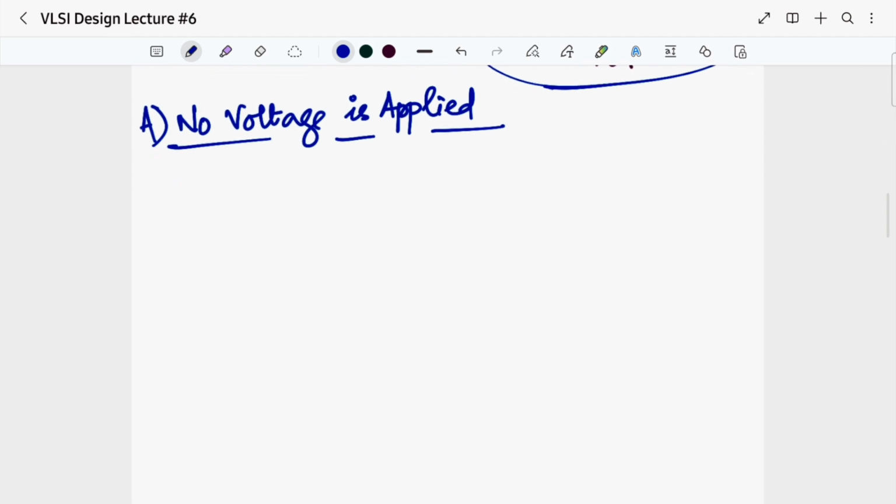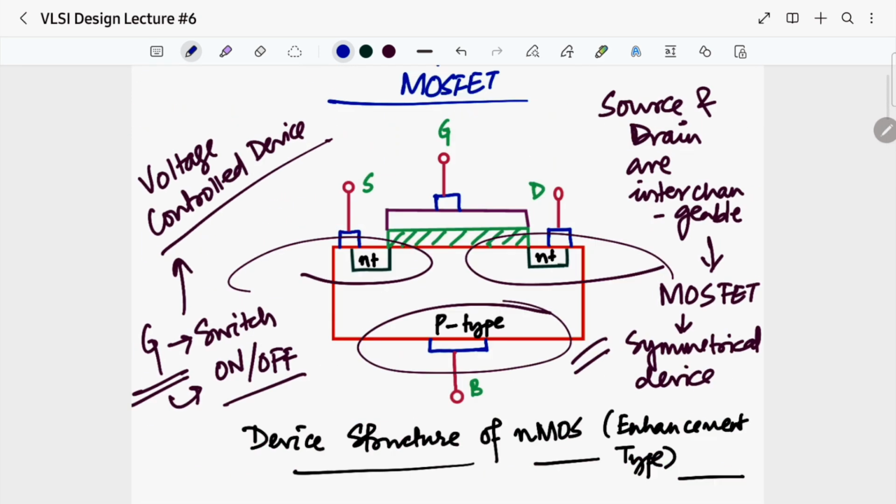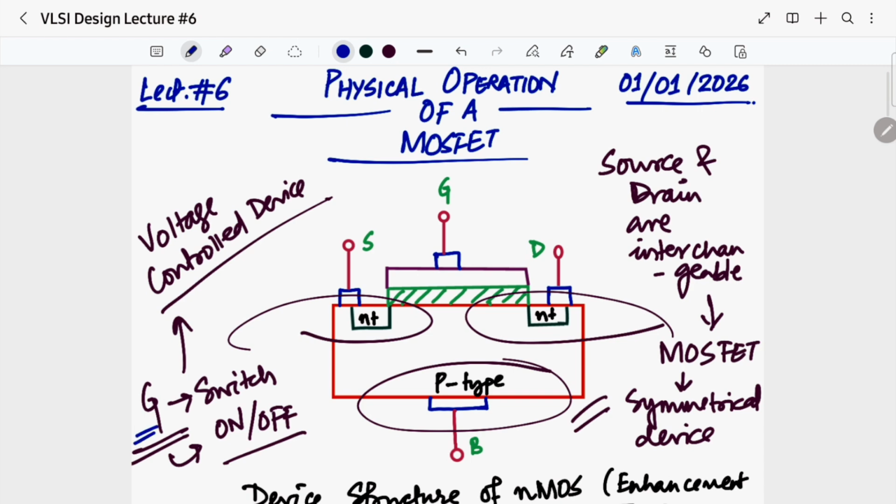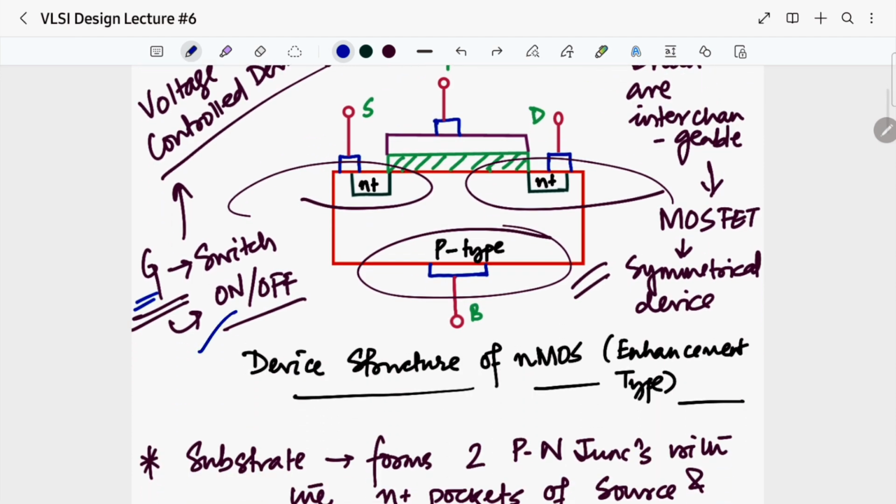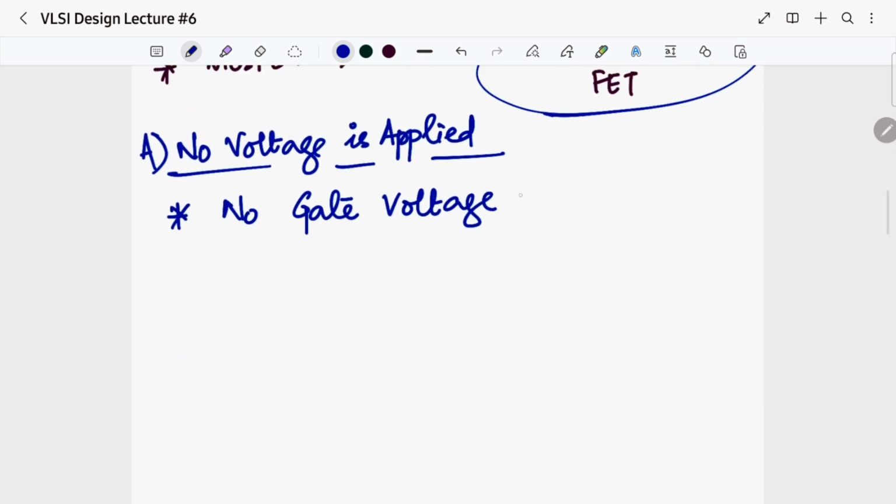So the first step is that no voltage is applied. So that means what? No gate voltage. Just now I told you that gate is our terminal that will be controlling our device. So either we can turn it on or turn it off. So if I'm not providing any gate voltage, that means what? It is not going to function. So no VGS is given.